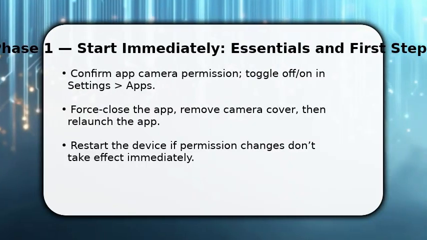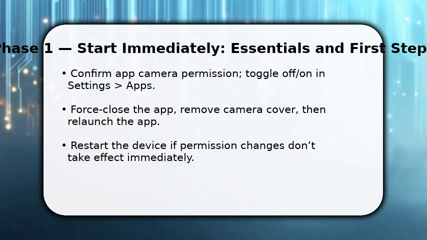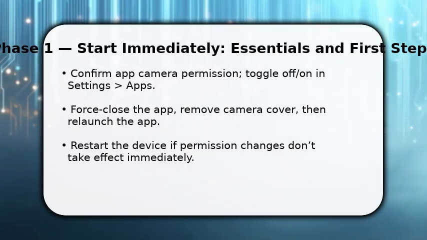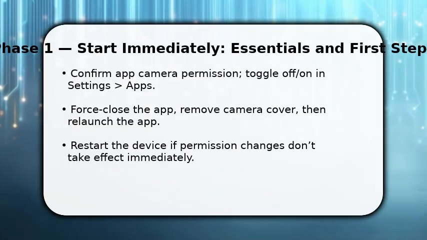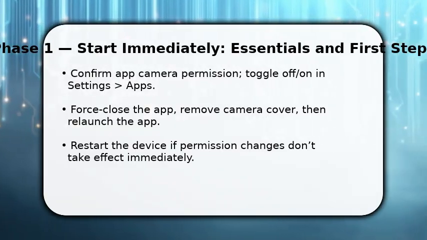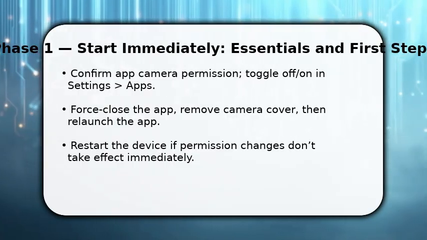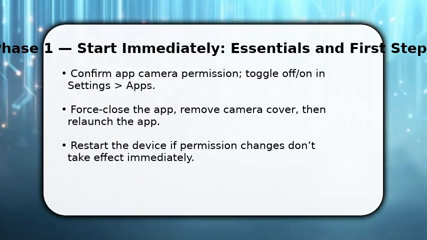You begin by confirming permissions, because most app camera failures are access-related. Open Settings and check that the app has camera enabled. Toggle it off and on to refresh the grant. Once done, force close the app and remove any physical lens cover, then relaunch.